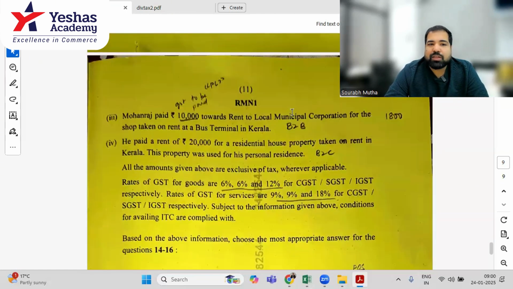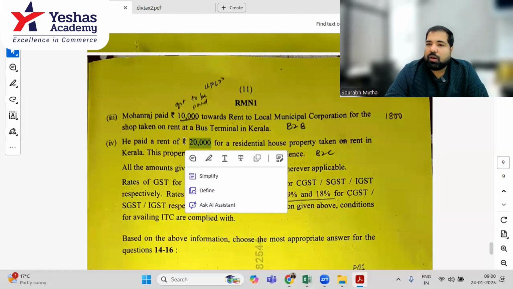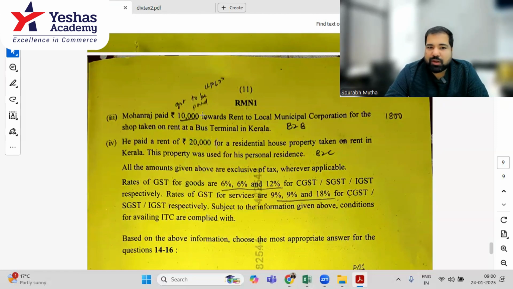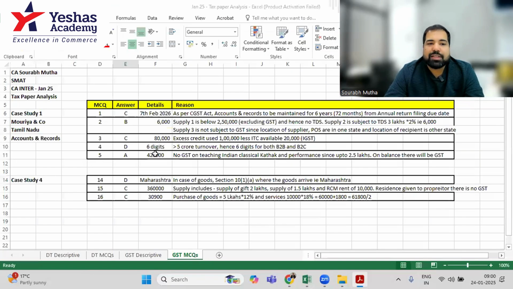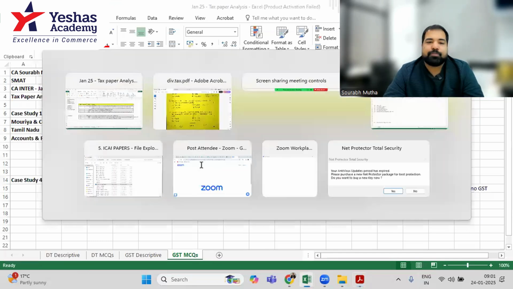I told you that this 20,000 is exempt from GST. So there is only 10,000 which is under RCM. So if you add that 10,000 also, the answer is 3 lakh 60. 15C is the right answer. Here we go, 15C, 3 lakh 60. Two supplies, 2 lakh and 1.5 lakh, and RCM of 10,000. The residence given to the proprietor, there is no GST.